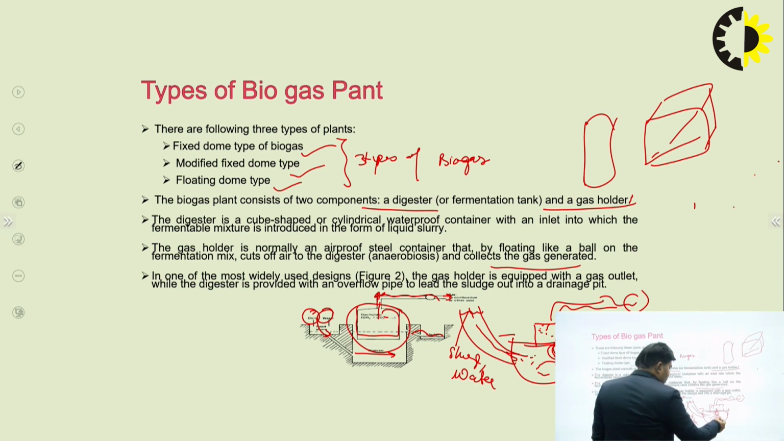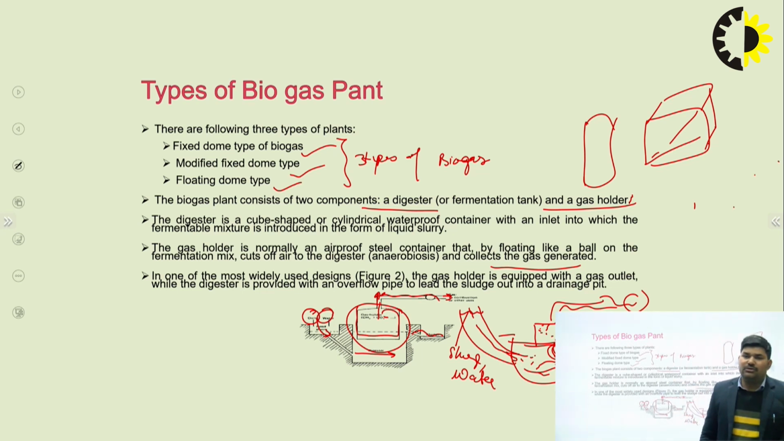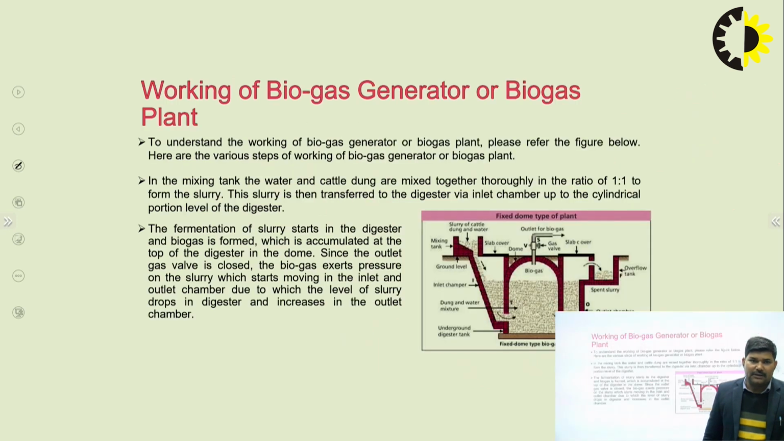After some time the sludge comes out from here, and this sludge is used for solid waste purposes, or for agriculture purposes as jaivik khad.